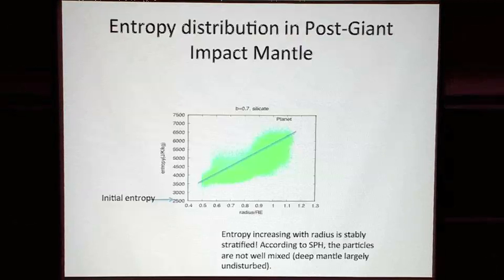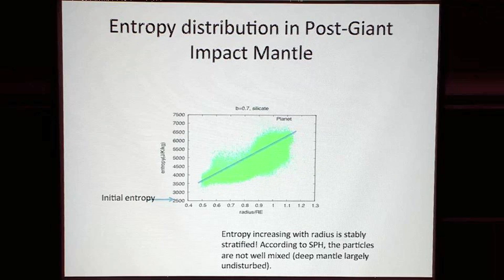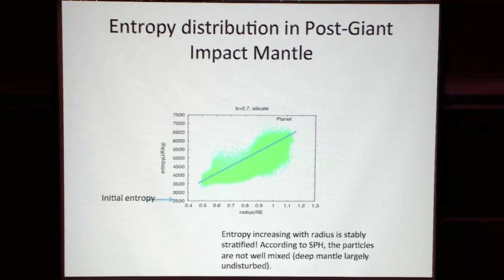Now, here's a very important point about the results of this calculation. Notice the trend in the mantle, and what it says is that the material at the base of the mantle is much less shocked than the material at the top. It's kind of obvious, actually. This is a stably stratified outcome. I'm assuming here that it's compositionally uniform. I don't know that, of course.